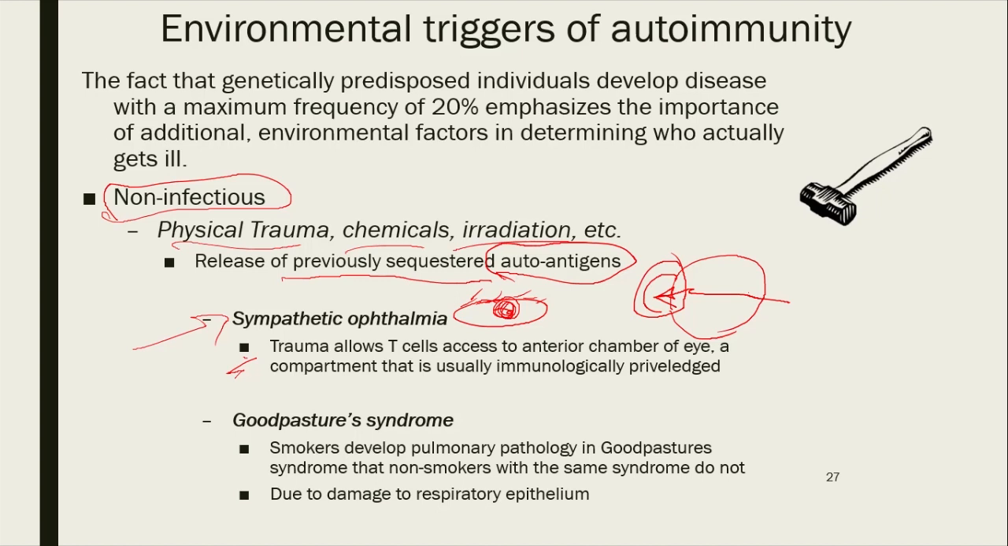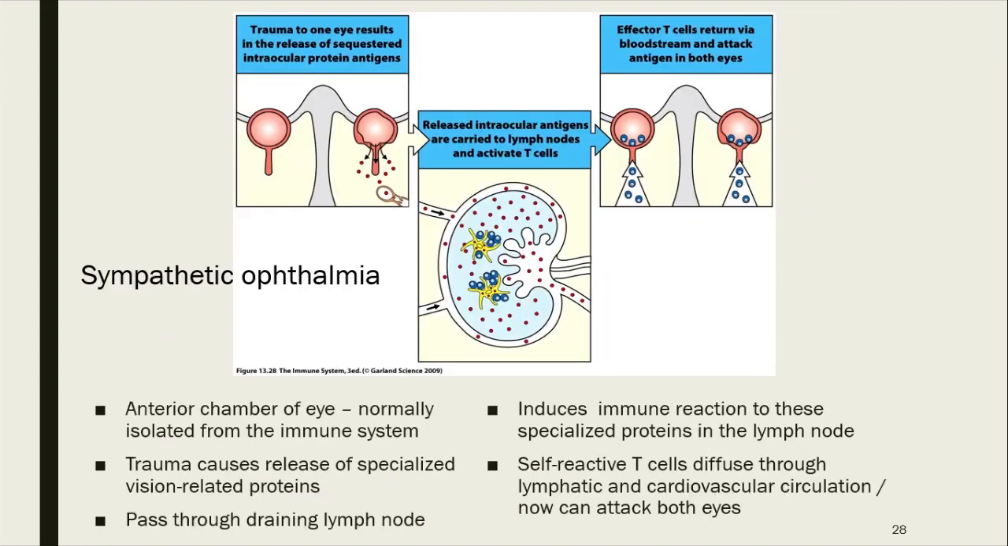There's another condition, the Goodpasture syndrome. This is due to a smoker developing some type of lung pathology, while some non-smokers with the same syndrome do not. Now, this is due to damage to respiratory epithelium resulting from cigarette smoking. We'll talk more about these two conditions in the subsequent slides.